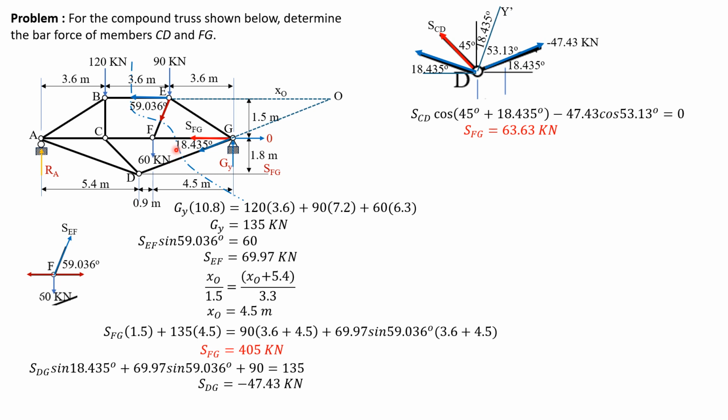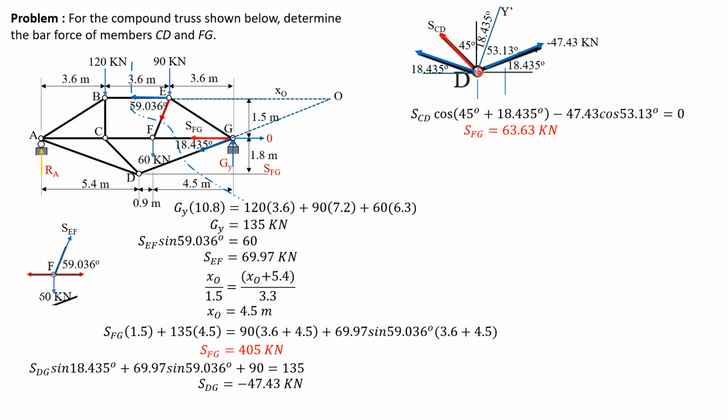So summation of forces y equals 0. Downward as positive, the y component of SDG is SDG sine of 18.435 degrees plus the y component of SEF, which is 69.97 sine of 59.036 degrees, plus 90, then equals GY, which is 135. So SDG is negative 47.43 kilonewtons. Then finally, we draw the free body diagram of joint D.